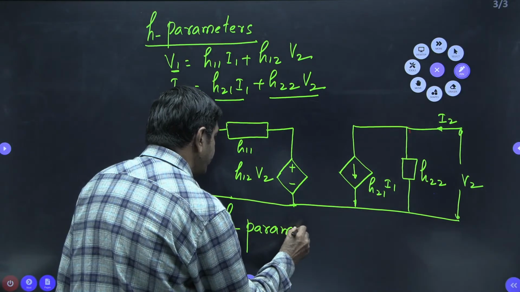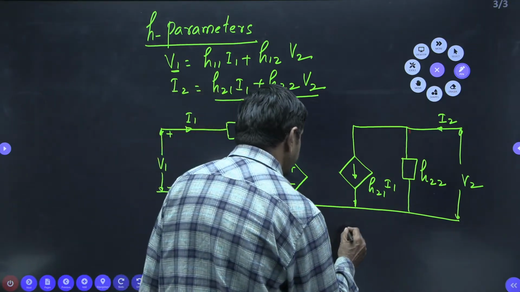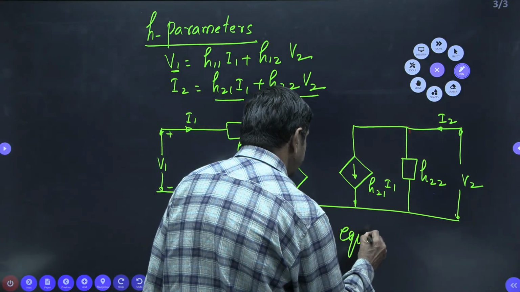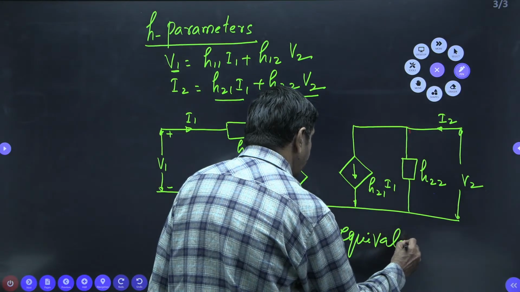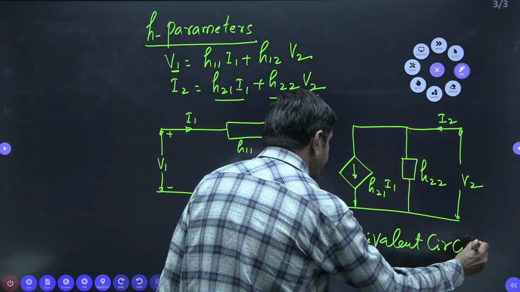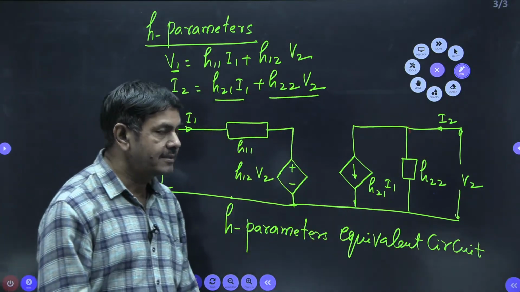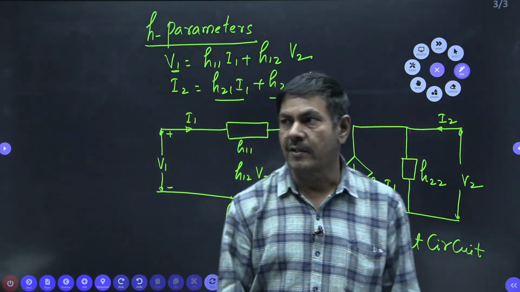This is said to be the H parameters equivalent circuit. In that way we can draw the circuit. What about the next one?